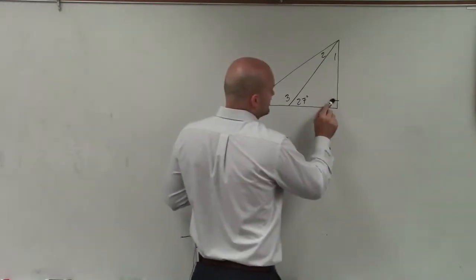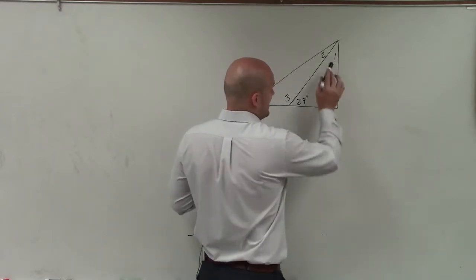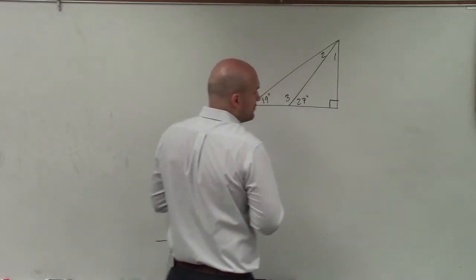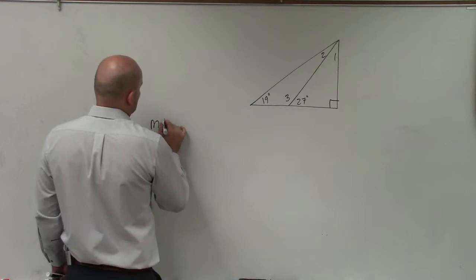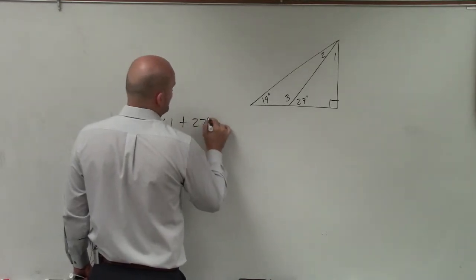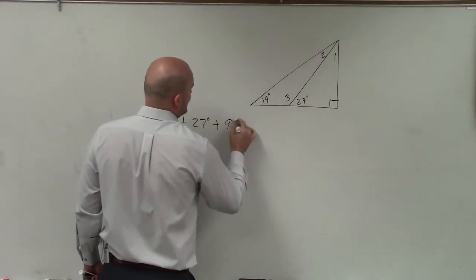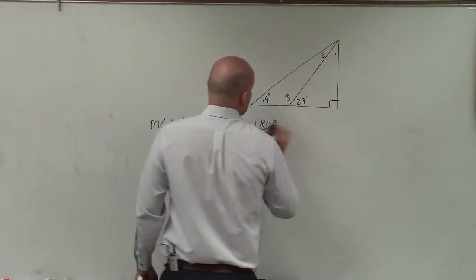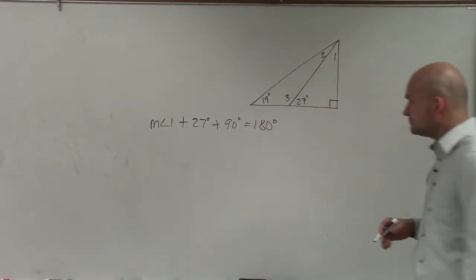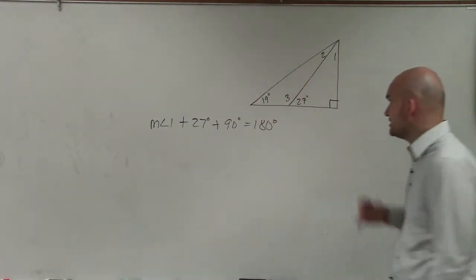So I can see here, this is a right angle, which is 90 degrees. And I can see I have two angles. I'm just missing the third one. So I'm going to write an equation: measure of angle 1 plus 27 degrees plus my right angle, which is 90 degrees, equals 180 degrees. OK? And I'll go ahead and solve that in just a second.